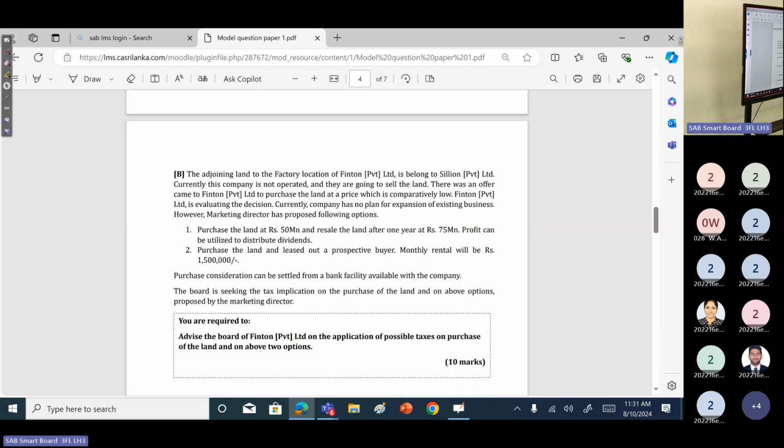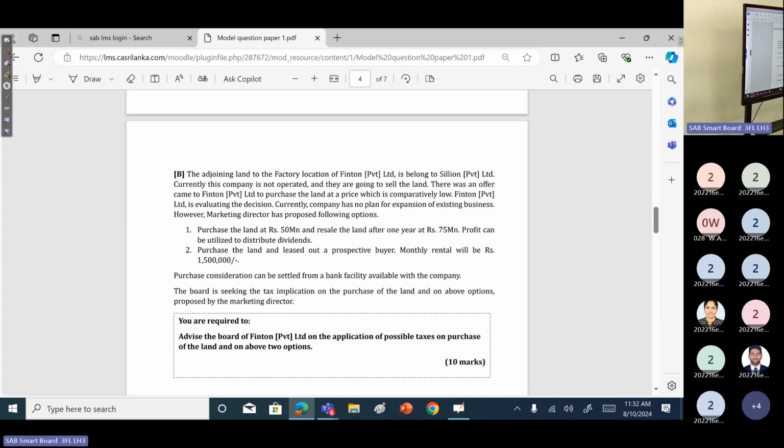Second thing is if they are going to purchase and keep for some period and thereafter sell, it shall be a capital asset, but it's not in the business. Capital asset as part of investment, disposal will be liable for capital gain tax. And also, if they are distributing dividend out of that profit, that will be liable for AIT or the withholding tax at 15%. So here are 3 points.